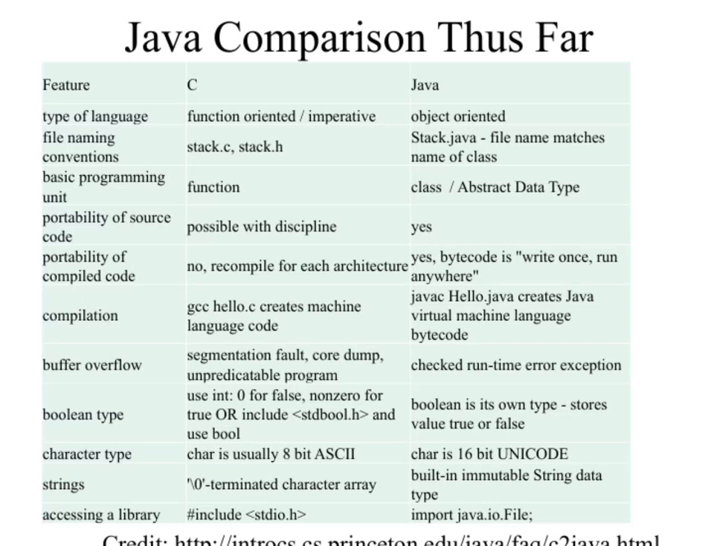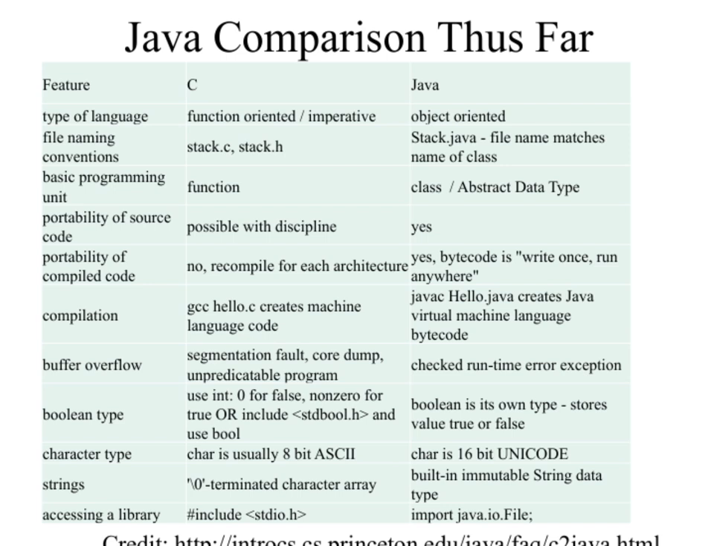Let's now compare some fundamental features of C and Java to understand their differences and strengths. First, the nature of the languages. C is a function-oriented or imperative language, meaning it focuses on procedures and commands to perform tasks. Java, on the other hand, is object-oriented, emphasizing objects and classes as the core building blocks. When it comes to file naming conventions, C typically uses extensions like .c and .h, such as stack.c and stack.h, with the file name often matching the data structure or module. Java, however, uses a single file named after the class, like Stack.java, which helps keep the code organized and intuitive.